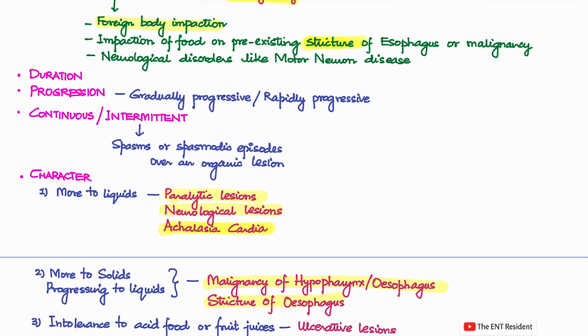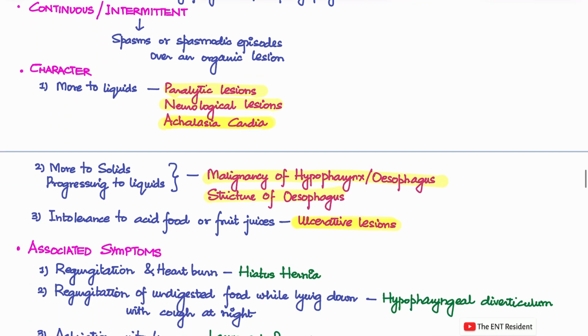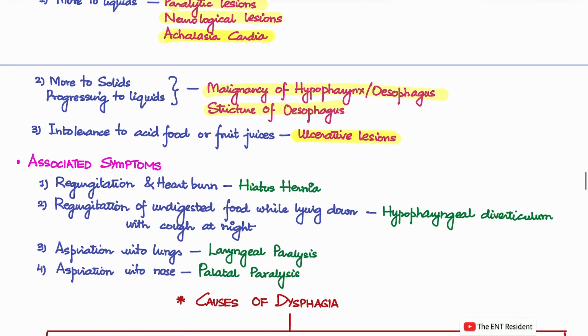Intolerance to acidic food or fruit juices can be seen in ulcerative lesions. And are there any associative symptoms here? Like, does the patient have regurgitation and heartburn? Then it might point towards hiatus hernia.